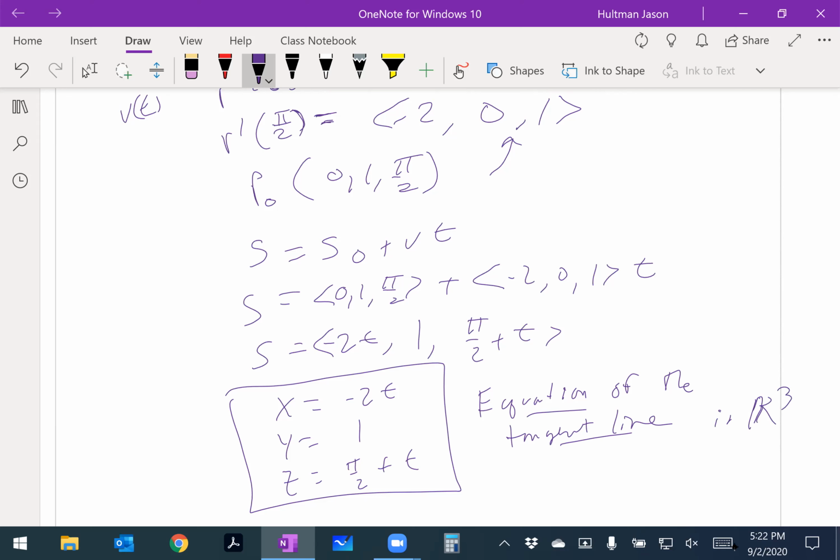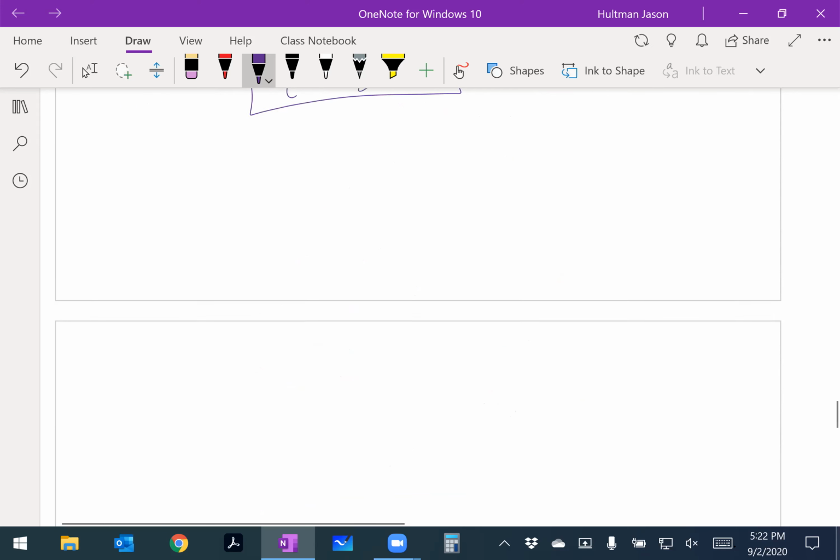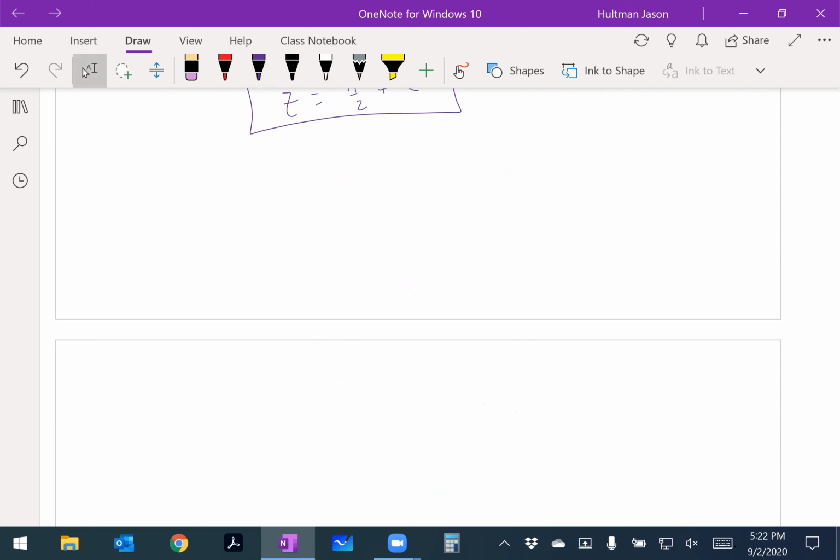Okay, notice that the equation of the line is different. Okay, it's different. Okay, number 4.